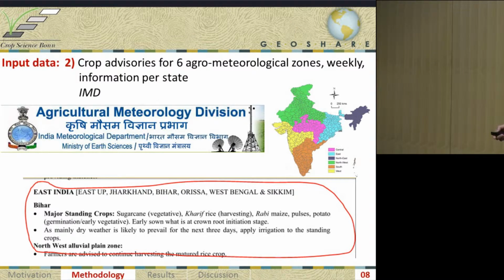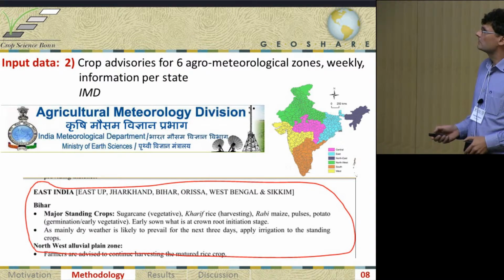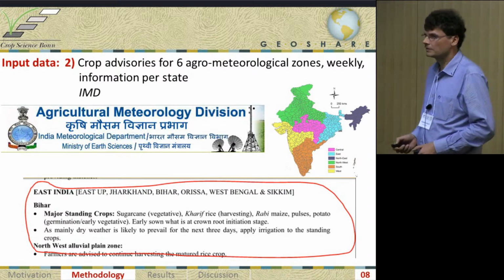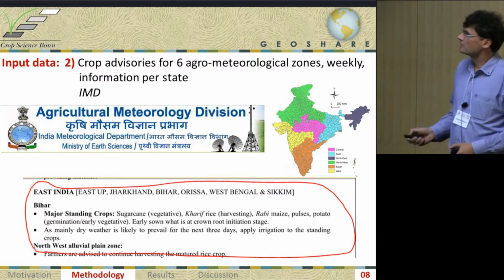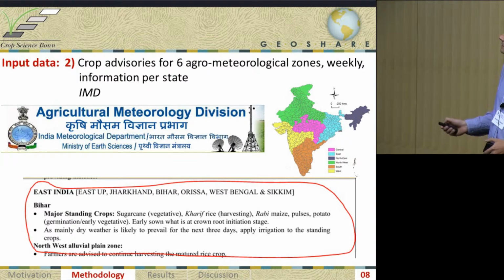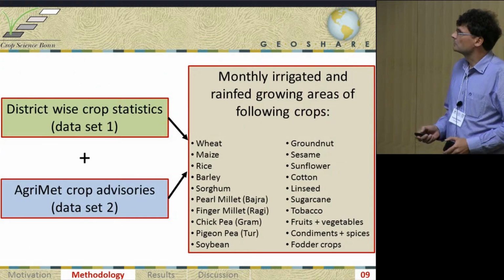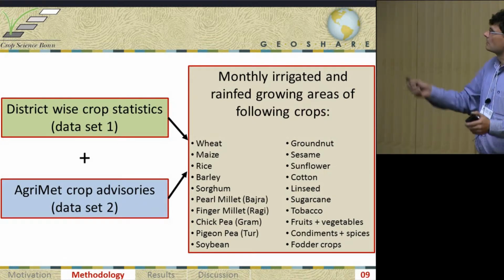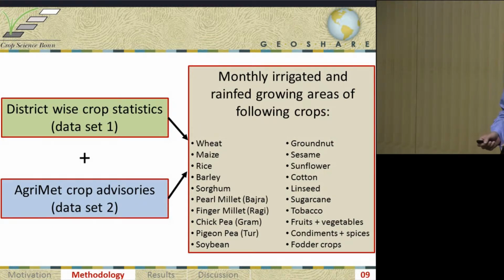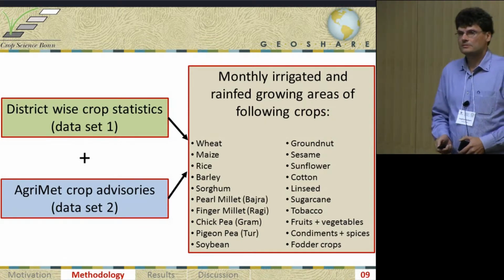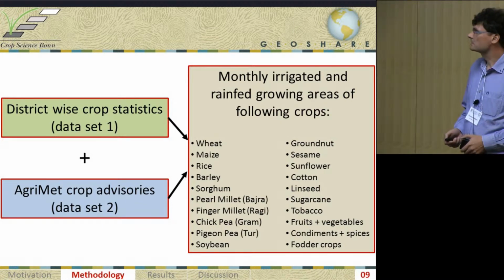For some crops, this information was not available, and therefore we used in addition these crop advisories, which report the state of the crops in different periods of the year, to find out in which season the crop is cultivated in specific states or districts. So by fusion of this information, we developed these monthly irrigated and rain-fed growing areas for these 20 crops in India.